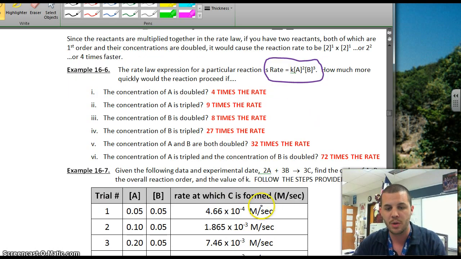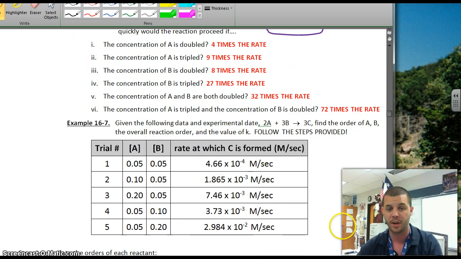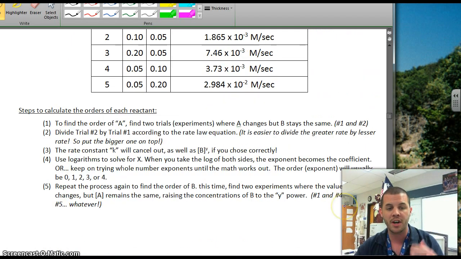Now, if you would like to get a brief idea of how a rate law problem works, we're going to take a look at that in the next video. However, there are steps right here. You can read over these steps if you want. I could read them to you, but I guarantee that you're going to be asleep by the time I finish reading them to you. I don't know, you want to try it? To find the order of A, find 2 trials, experiments, where A... yeah, you're asleep already.